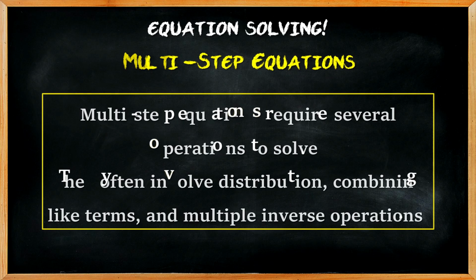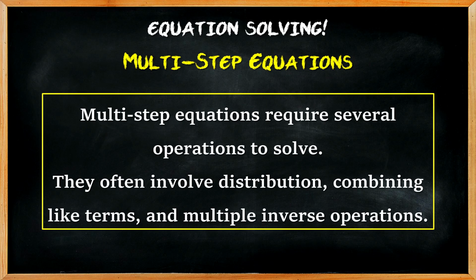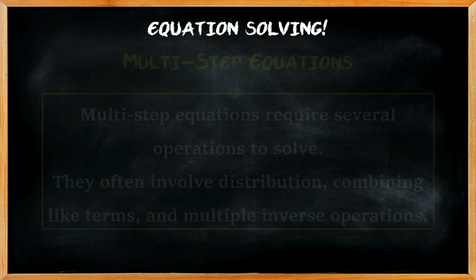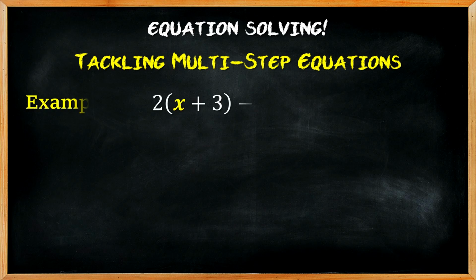Multi-step equations are more complex than one- or two-step equations. They require us to perform several operations in the correct order to isolate the variable. Let's solve this multi-step equation step by step. We start with 2 times the quantity x plus 3 minus 4 equals 8.